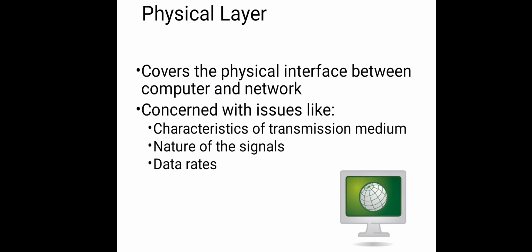Coming to the physical layer, it covers the physical interface between the computer and network. It is concerned with issues like the characteristics of the transmission medium, whether the medium is optical fiber, twisted pair, etc. The nature of the signals can be radio signals, microwave signals, etc. Then data rates, at what rate data should be transferred.